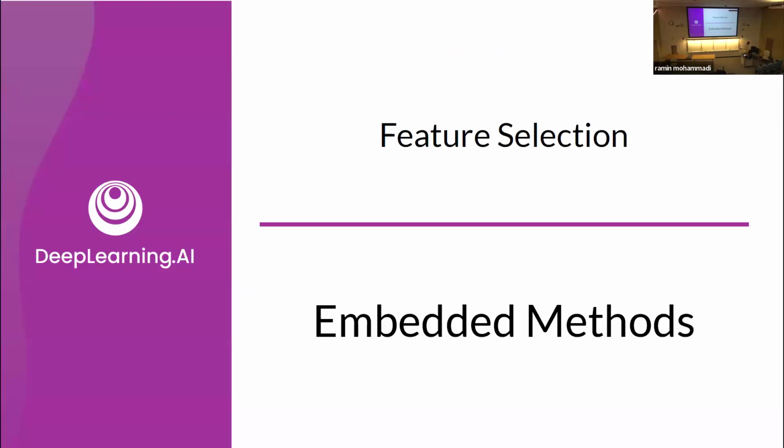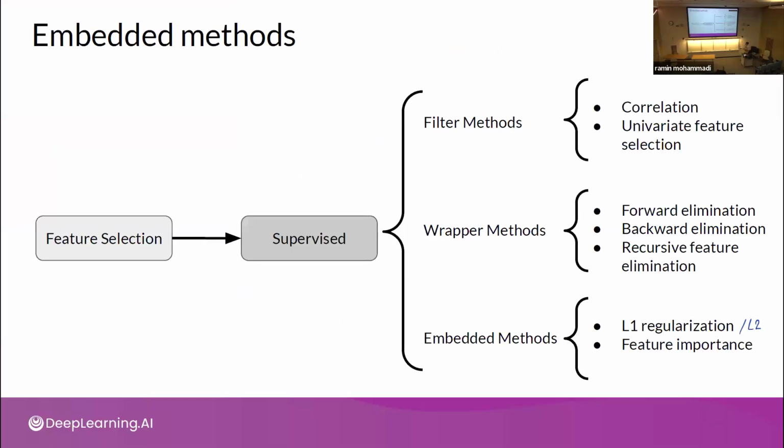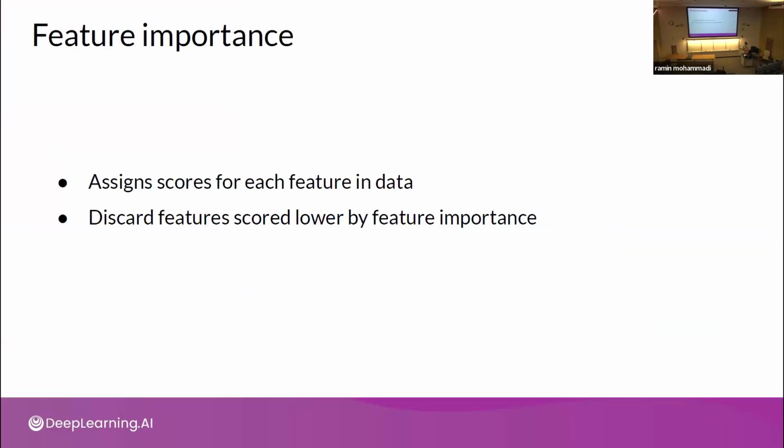On the other end, you have embedded methods. Embedded methods are techniques like L1 regularization and feature importance. So can anyone tell us how L1 regularization works?